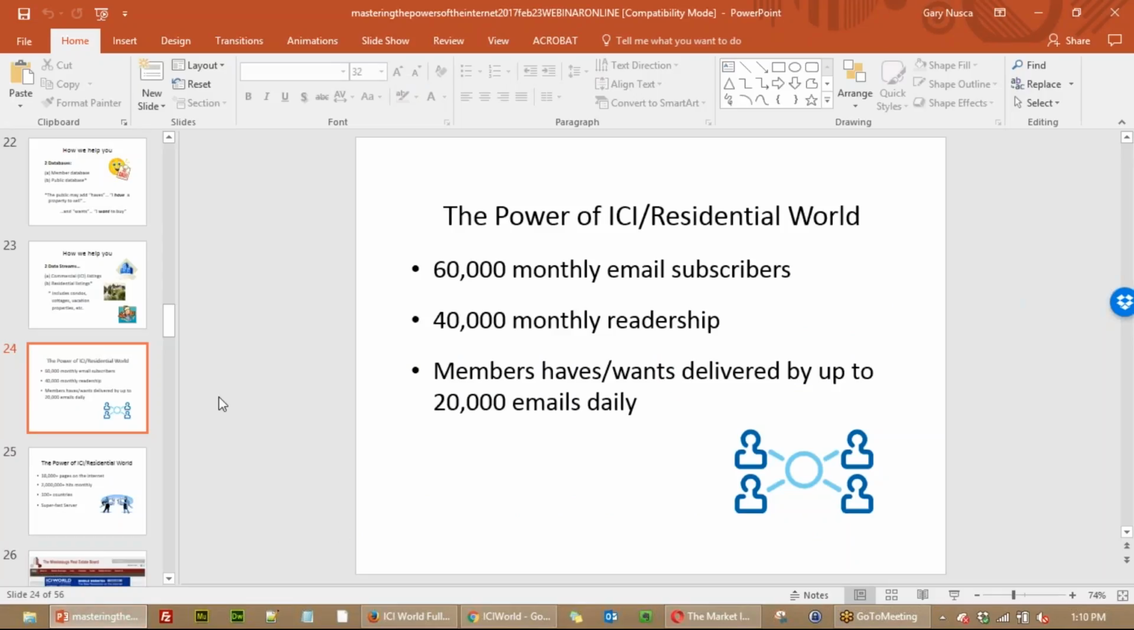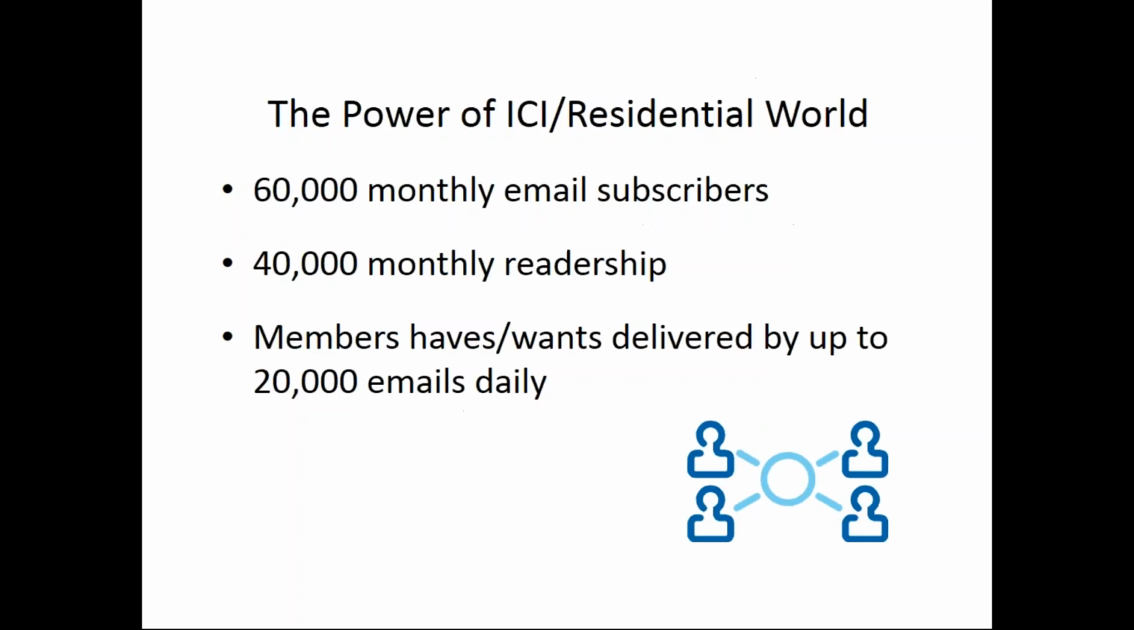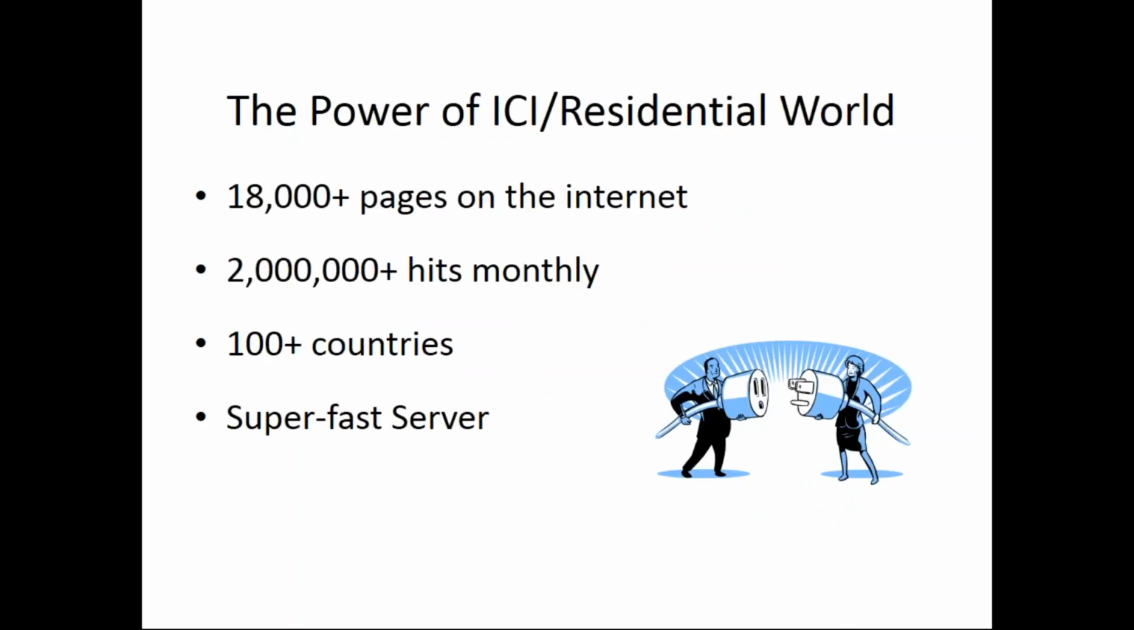We're getting towards the bottom half of our session here. Now, there's just a tremendous amount of readership going on here. As you see, there's a tremendous amount of pages we have on the internet that are being accessed on a regular basis. We literally have people from over 100 countries coming in here every month, because we've been on the internet for over 20 years and built up a large following. And ICIWorld.com was the first real estate domain name registered on the internet in 1994.